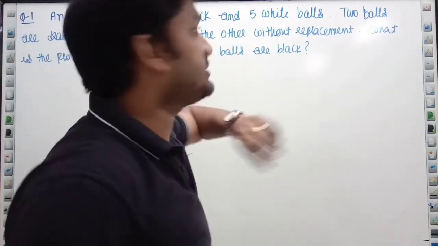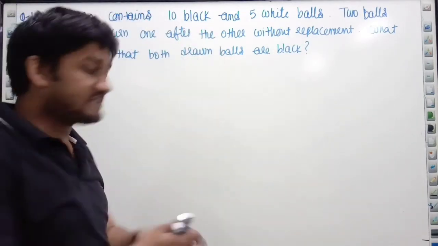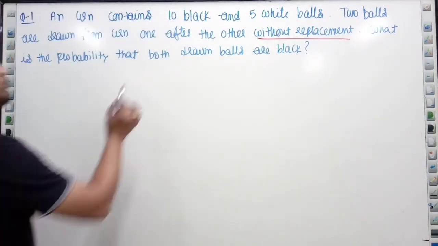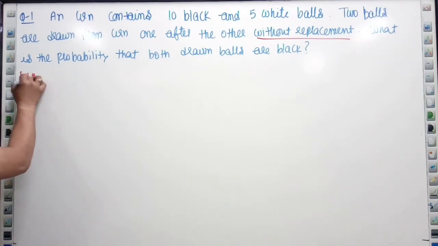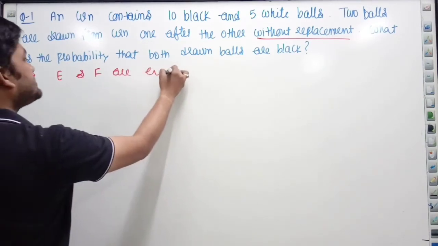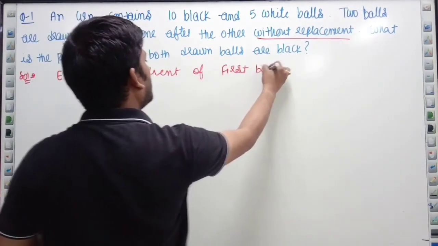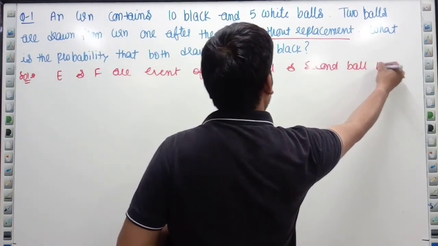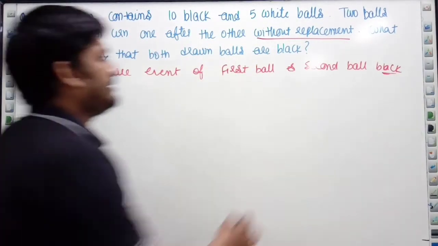Now, question number 1, to understand the concept of multiplication theorem. An urn contains 10 black and 5 white balls. Two balls are drawn from the urn one after the other without replacement. This line is very important: without replacement. What is the probability that both balls drawn are black? So what I am doing here in the question, I suppose E and F are events of first ball and second ball black.